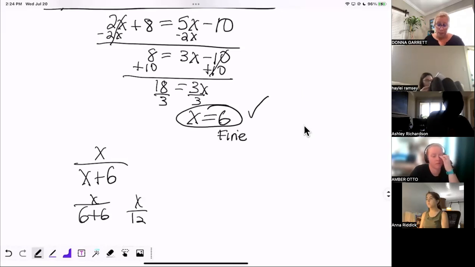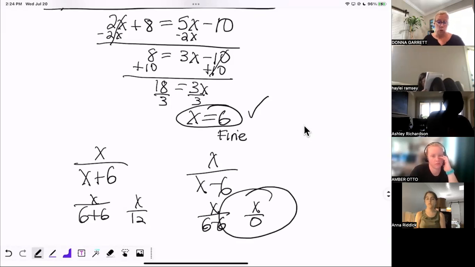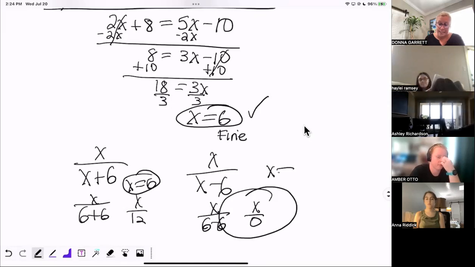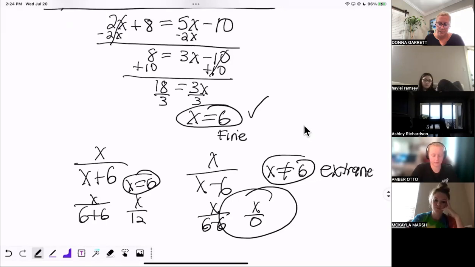That's fine. But if my original problem had an x minus 6, now that's not fine anymore, because x over 6 minus 6 makes x over 0. That would be extraneous. So in this case, x equals 6 is fine. In this case, x can't be 6, so that's extraneous. That makes sense? Yep, thank you. No problem at all.